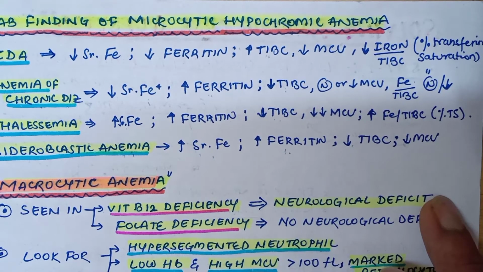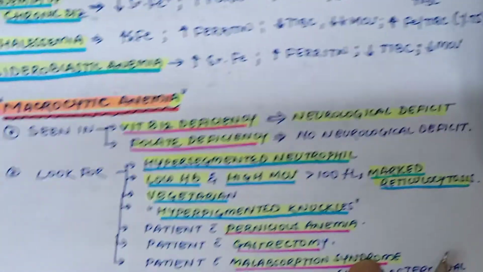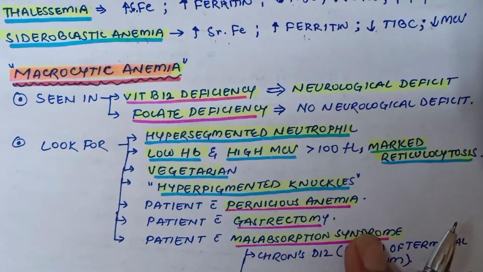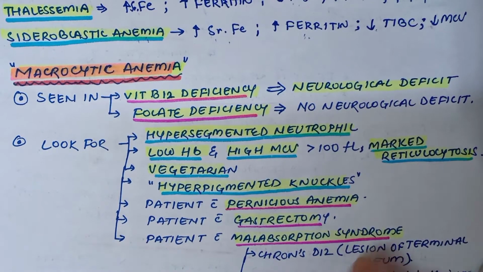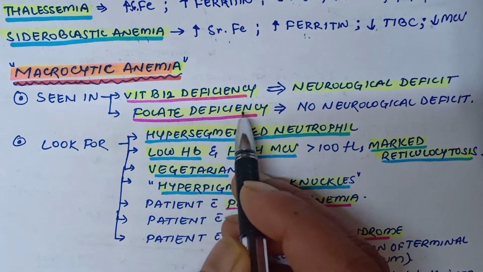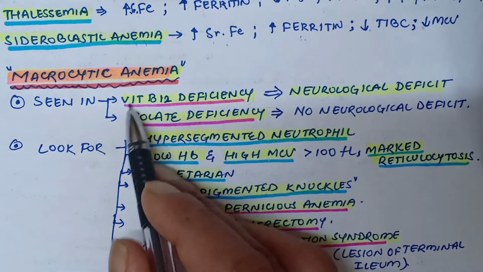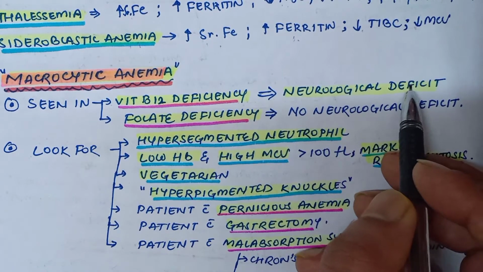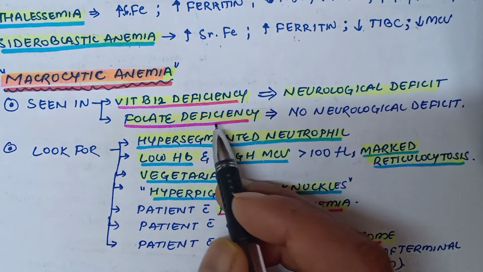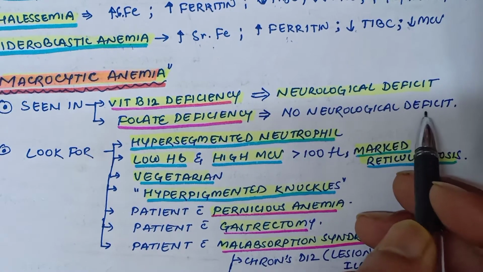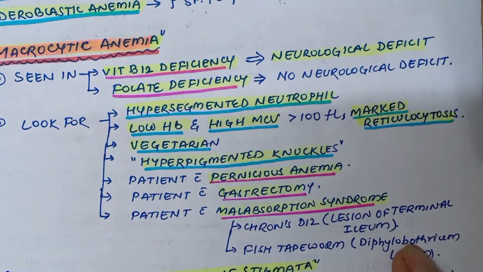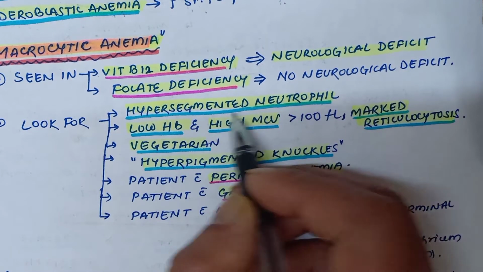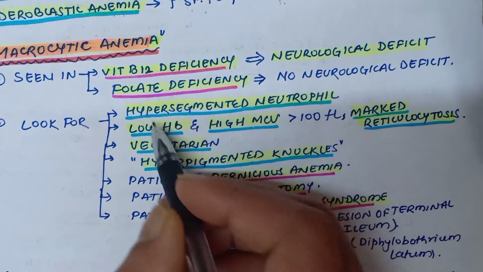Now coming to macrocytic anemia. Macrocytic anemia is seen in vitamin B12 deficiency and folate deficiency. In case of vitamin B12 deficiency, there is neurological deficit, whereas in folate deficiency there will be no neurological deficit. In case of macrocytic anemia, you have to look for hypersegmented neutrophil. So these are the characteristic feature.